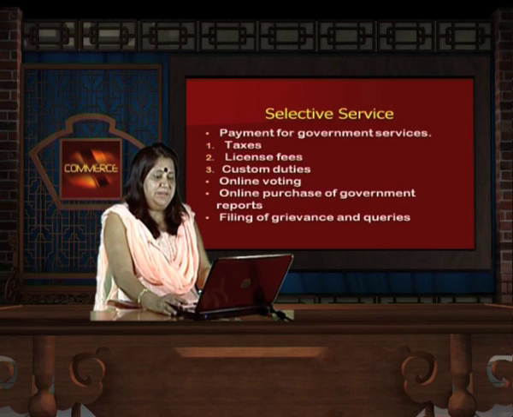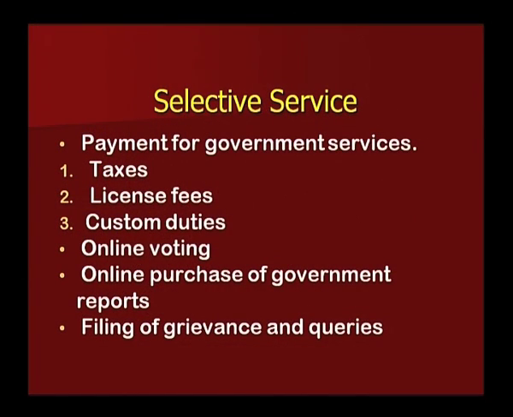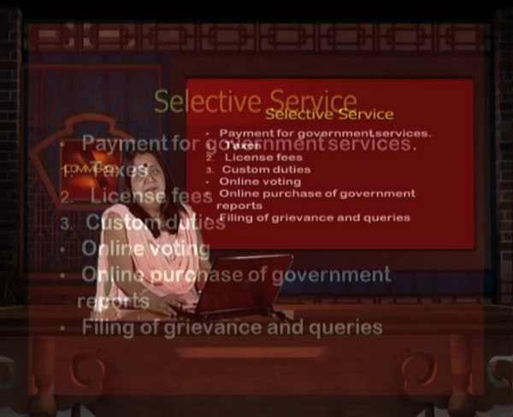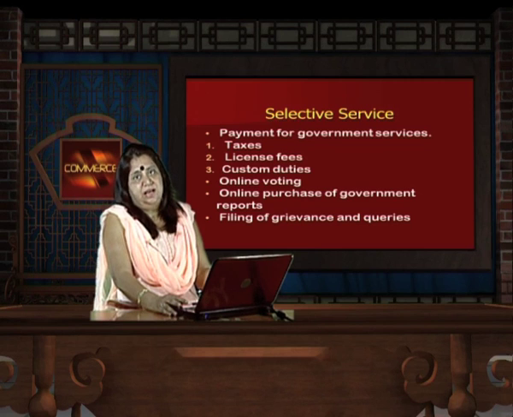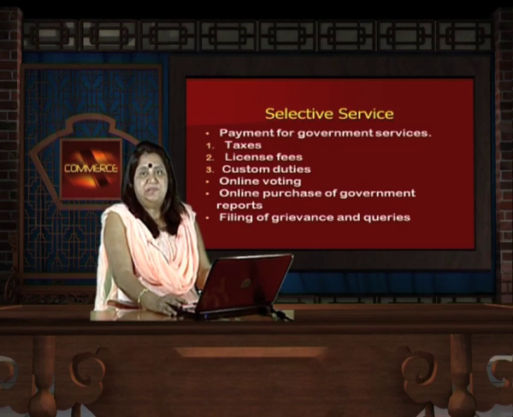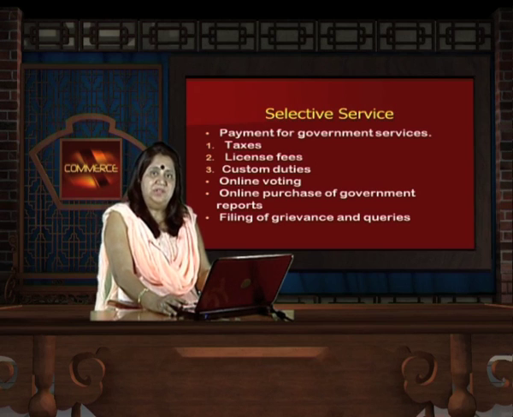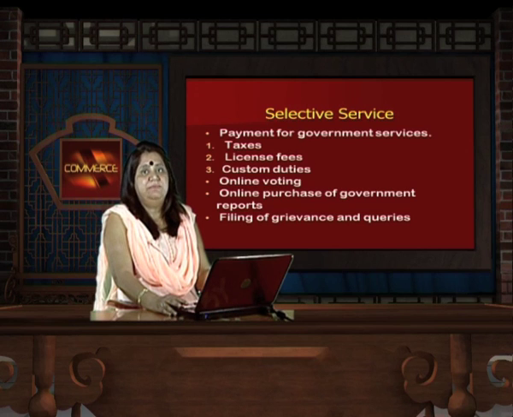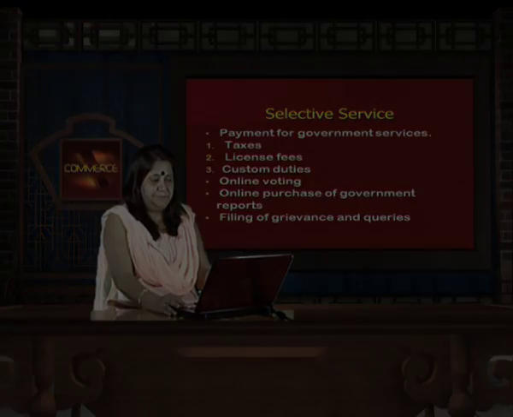Selective services are payments for government services in the form of taxes, license fees, custom duties, online voting, online purchases of government reports and filing of grievances and queries. The paying for each service which the customer is using is different at all levels. If the customer is using a service, he has to pay for it. So, what is the procedure of paying? What is the procedure of getting a grievance? Or what is the procedure where you buy reports and try to work accordingly, because the information is costly and to design information for people requires investment. So, we can take the payments for these reports and we can give the information to the people.